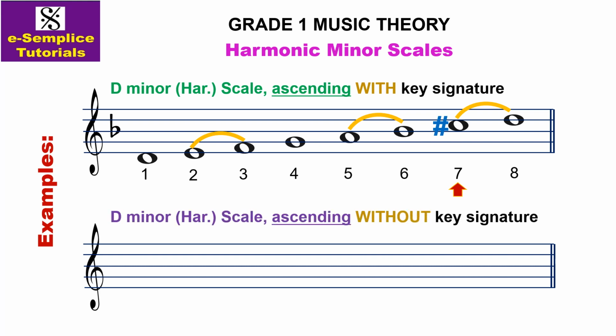Now we are doing D minor harmonic scale, ascending without key signature. When you write scales without key signature, it means you don't show the key signature at the beginning, but you use accidentals of the key signature on the notes needing them. Now this is without key signature, so there's no key signature at the beginning, and it is an ascending scale, so you go from 1 to 8, then you put the notes D to D.